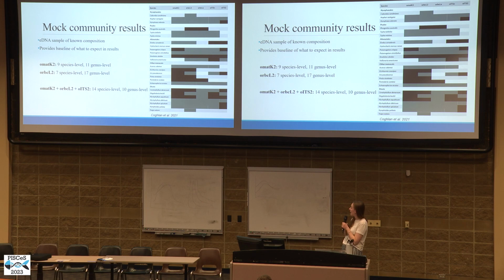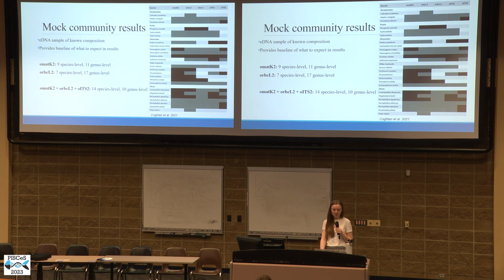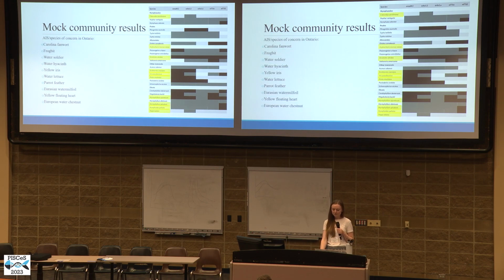And then here, a black square represents a species level detection, and a gray square represents a genus level detection. So I just highlighted a couple of the best performing assays in terms of number of species level or genus level detections, and then just to show that combining the results from the top 3 performing assays does slightly increase our number of species level detections. And then this is just the same results. I've just highlighted the invasive species or species of concern in Ontario, just to show that we are able to identify a number of them with multiple assays.